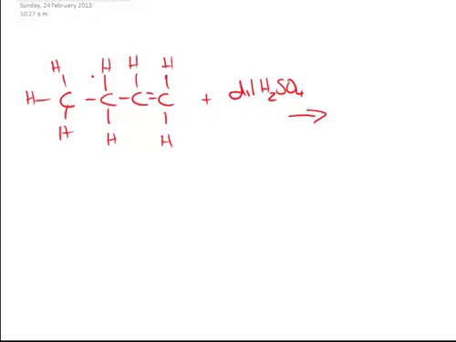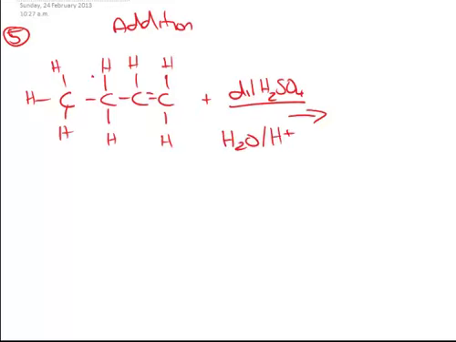Okay, and the fifth one really is addition. This is how you can make an alcohol. We say dilute sulfuric acid, sometimes written as H2O/H+, and really all that means is we've put some acid into some water. So what we're really doing here is adding an OH and an H across the double bond. Again, we can get major or minor products, but this is to do with addition.